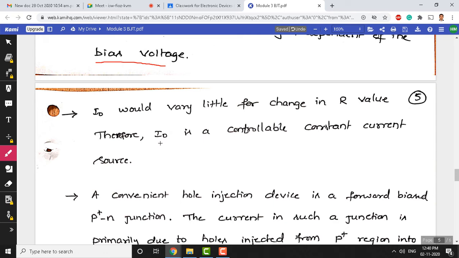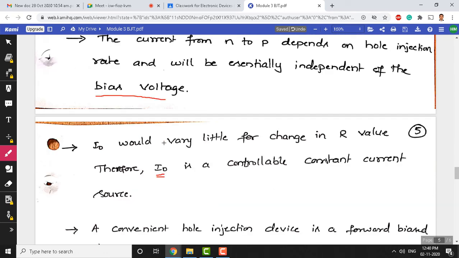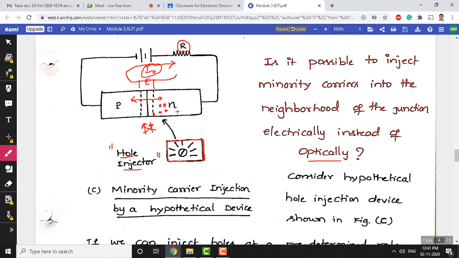I naught is now a controllable current. It all depends on how many holes you inject into this N region. Earlier, in the optical device, it depended on the photons you were injecting onto the entire junction surface. Now, in this hypothetical experimental setup, it depends on how many holes you inject into the N region. The more holes you inject, the diffusion process brings these holes to the depletion region, and there is a controlled flow I naught, which depends on the number of holes injected here, and the current I naught flows continuously in this loop.